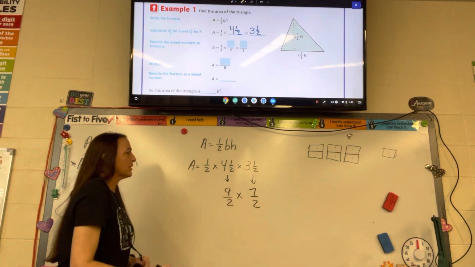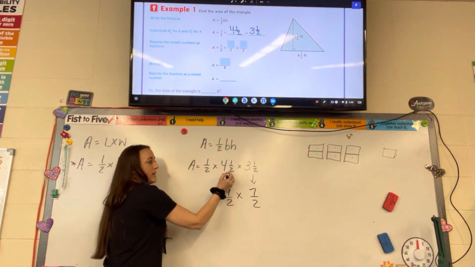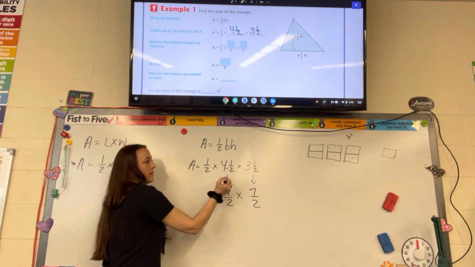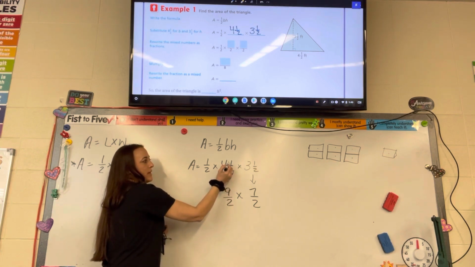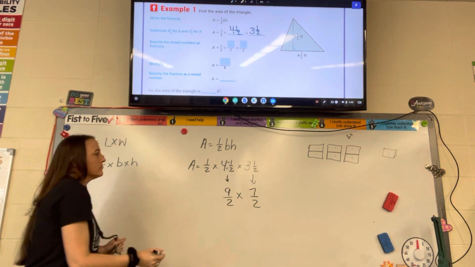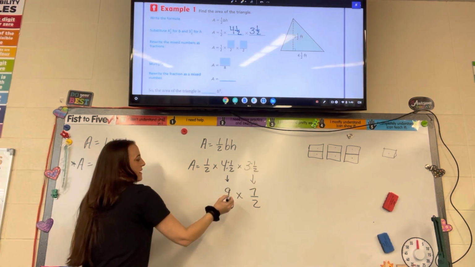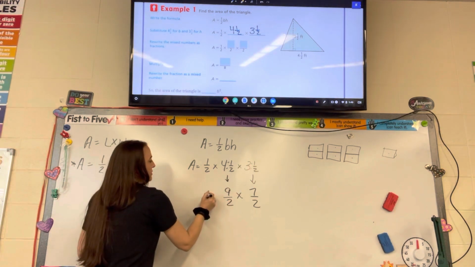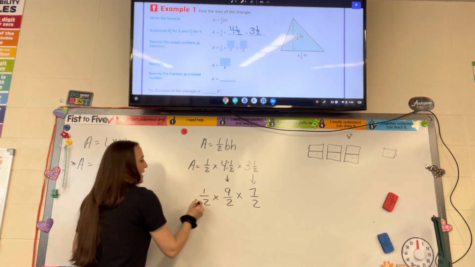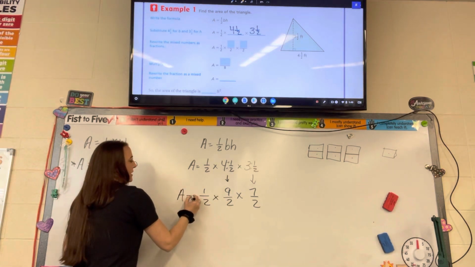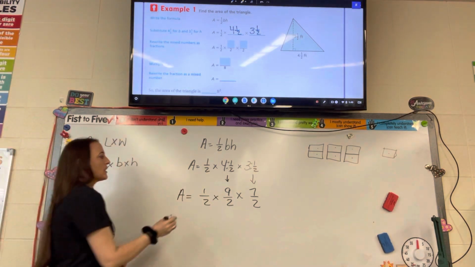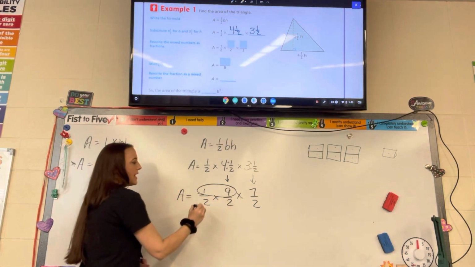I've taught you a trick before where you multiply the denominator times the whole number. 2 times 4, which is 8, plus 1 more is 9. And 2 times 3 is 6, plus 1 is 7, 7 halves. So now we have 1/2 times 9 halves times 7 halves. Area equals. So we'll start here. What's 1 times 9?